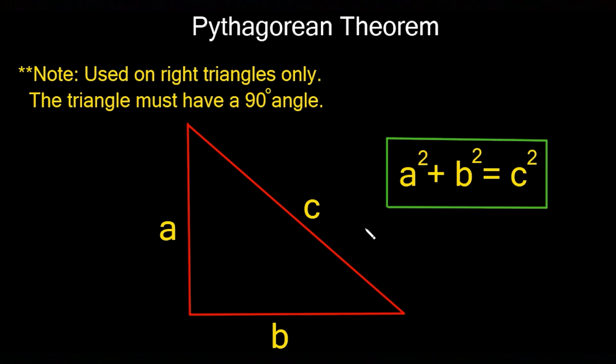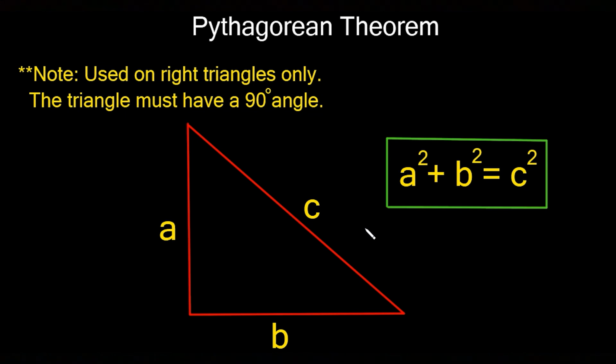Now, a quick note, the Pythagorean theorem can only be used on right triangles, meaning the triangle must have a 90-degree angle, all right? So if your triangle does not have an angle that is 90 degrees, you cannot use the Pythagorean theorem. Now, that isn't to say that you couldn't possibly divide up the triangle to make a right triangle. That's possible, but it must have a 90-degree angle in order to apply it, okay? So let's go ahead and talk about the formula for the Pythagorean theorem, and then we'll go from there.